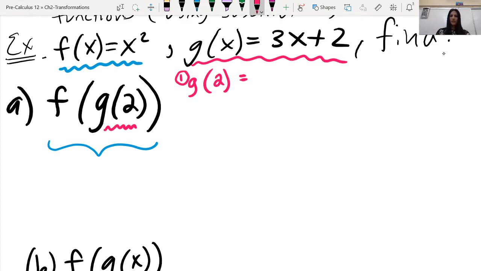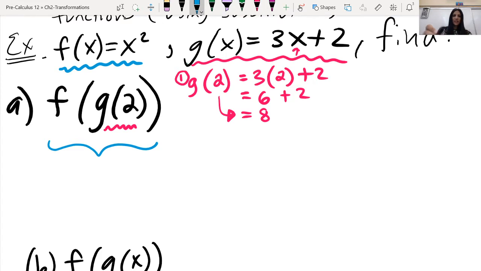So if we have g of 2, that means into our function g of x, we're going to plug in a 2 wherever we see x. And so working our way through this, we get 6 plus 2. So from doing this, we find our g of 2 is actually equal to the number 8.